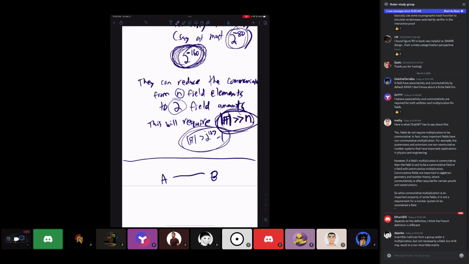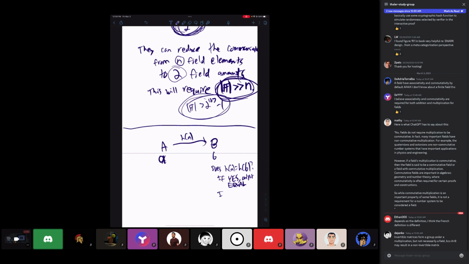Alice will essentially just send to Bob, sorry, we're calling them A and B, she'll send to Bob a hash of A, and Bob will just check, does H of A equal H of B? And if so, he'll output equal. And if not, he'll output not equal.